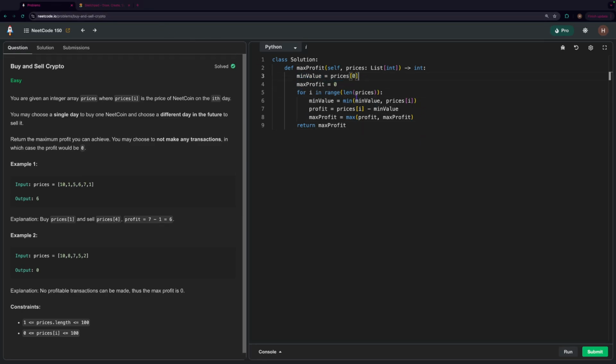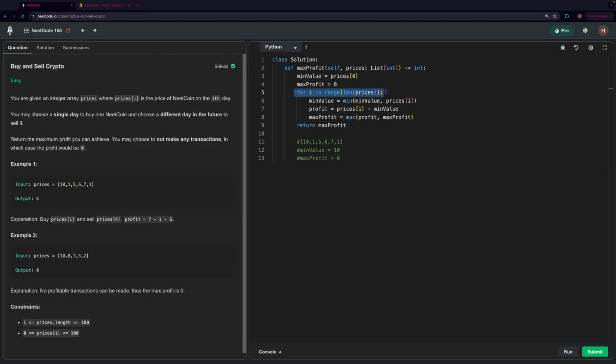So we have min value, we start there. So let's kind of try this algorithm. So we have min value. So we have 10, 1, 5, 6, 7, and 1. Let's say min value is equal to 10, and then max profit is equal to 0.